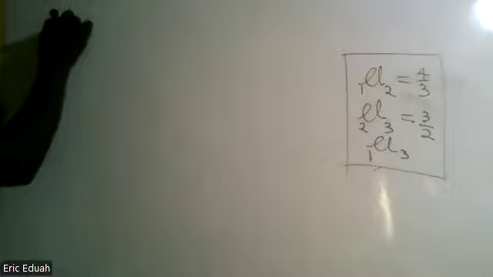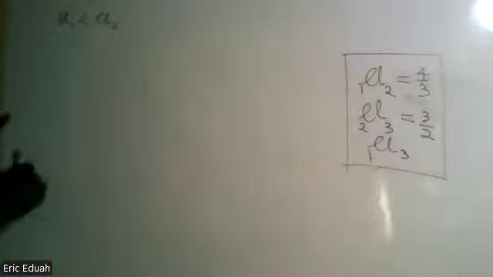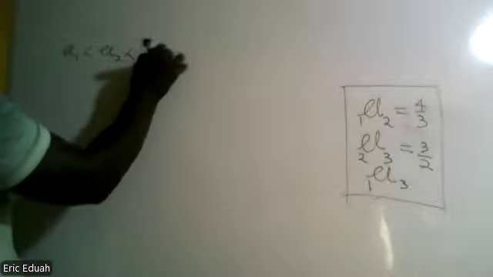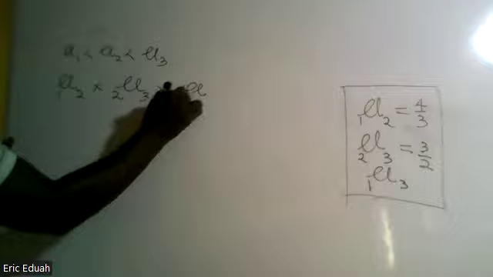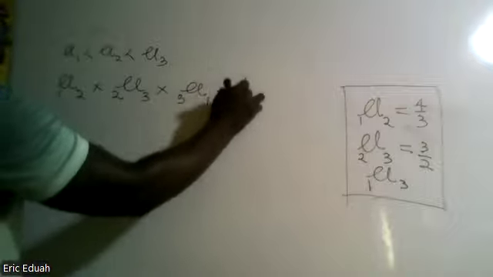If mu of 1 is less than mu of 2 and it's less than mu of 3, then we can say that the refractive index from 1 to 2 times the refractive index from 2 to 3 times the refractive index from 3 back to 1, the product must be equal to 1.